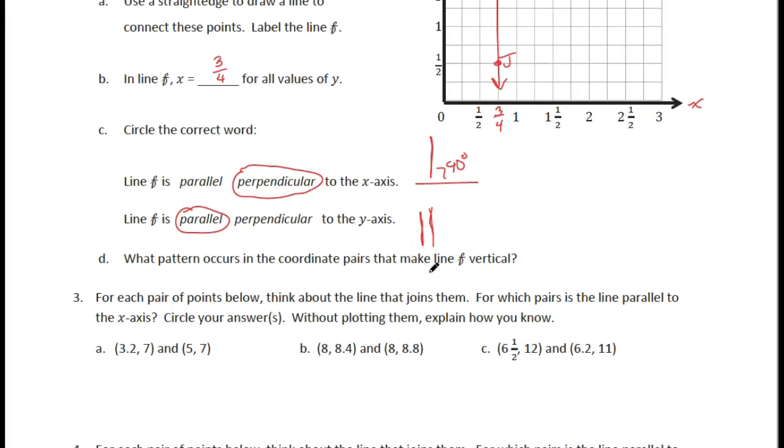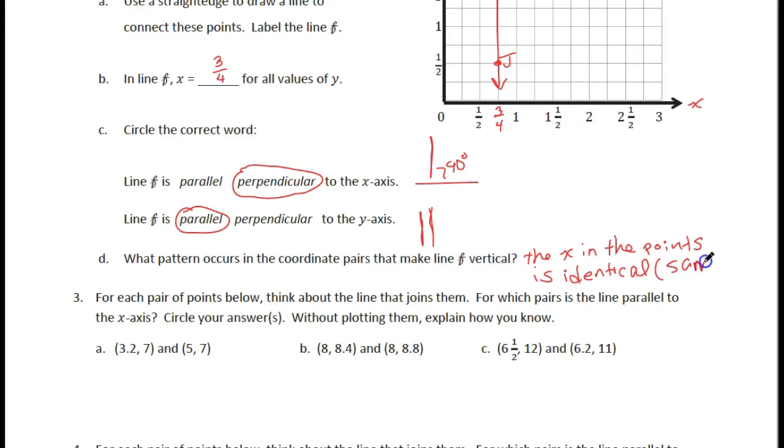What pattern occurs in the coordinate plane pairs that make the F vertical? So the pattern that occurs is the X in the points is identical. Identical means it's the same.